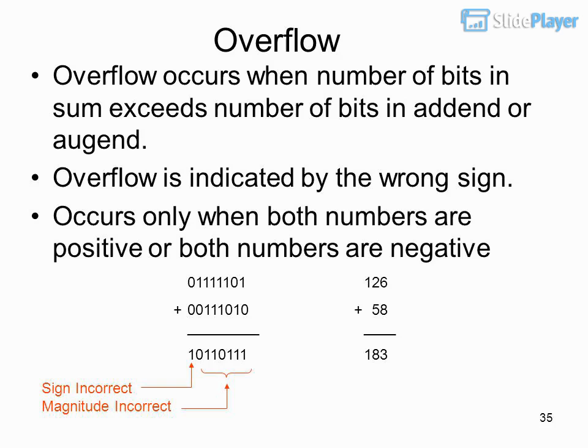Overflow. Overflow occurs when the number of bits in the sum exceeds the number of bits in the addend or augend. Overflow is indicated by the wrong sign. It occurs only when both numbers are positive or both numbers are negative. For example, 126 plus 58 gives 10110111, 183. Sign incorrect, magnitude incorrect.